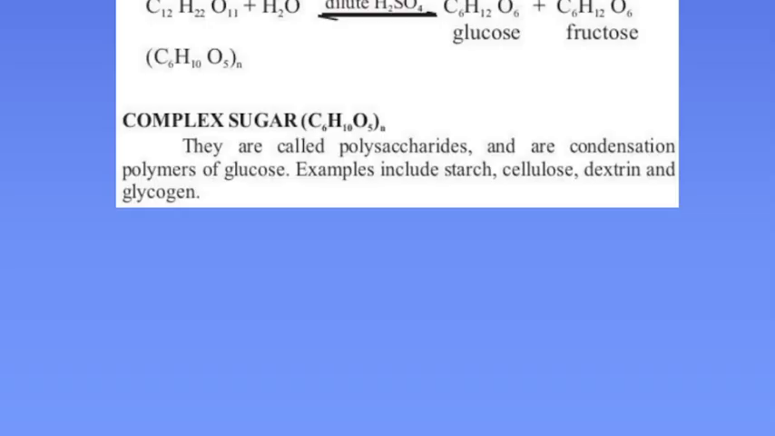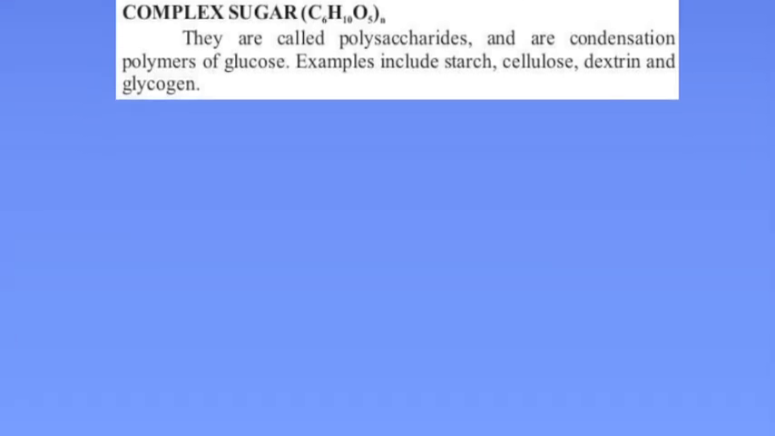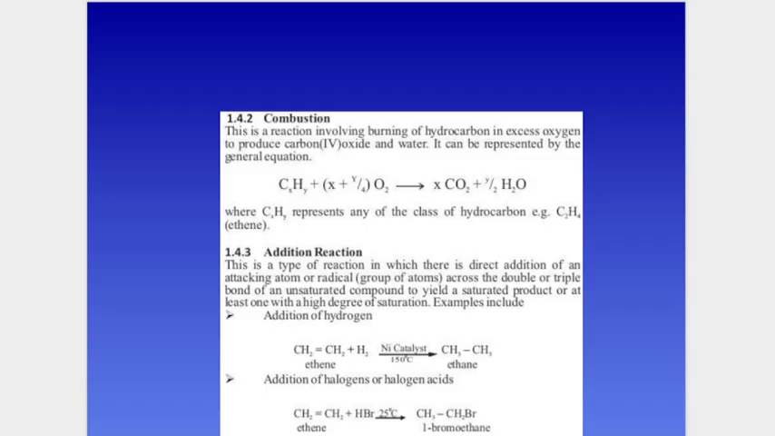As we mentioned, your complex sugar basically includes starch, cellulose, and your glycogen. So with that said, we go to combustion. Combustion is basically a reaction of a hydrocarbon with oxygen. So anytime a hydrocarbon is burning in excess oxygen, usually there are only two products given. The first product is carbon IV oxide and the next product is water.